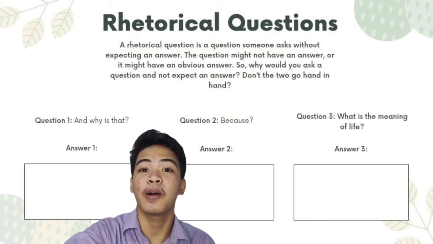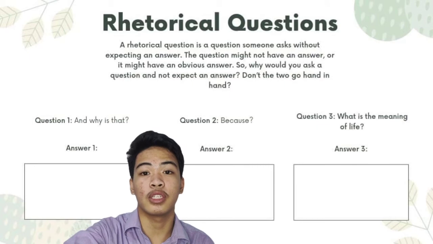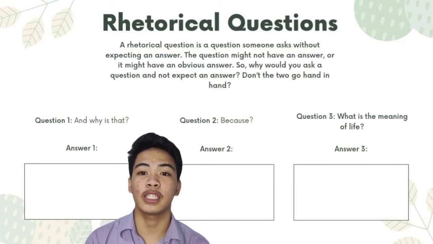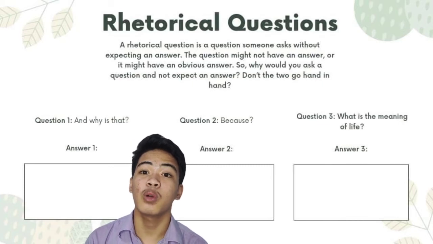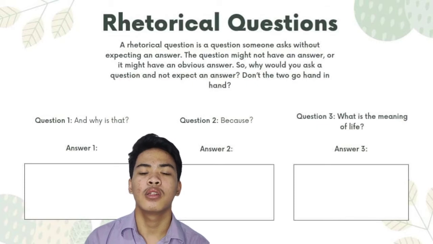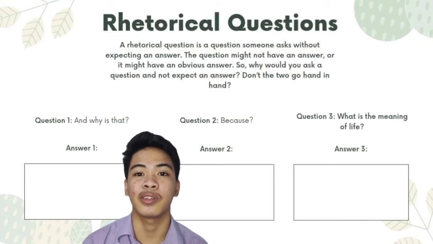So now let's talk about rhetorical questions. So first, let me define what a rhetorical question is. A rhetorical question is a question someone asks without expecting an answer. The question may not have an answer, or it might have an obvious answer. So for these reasons, why would you ask a question and not expect an answer?